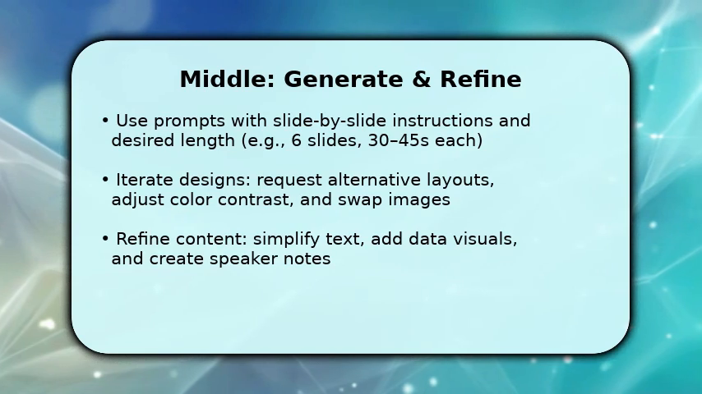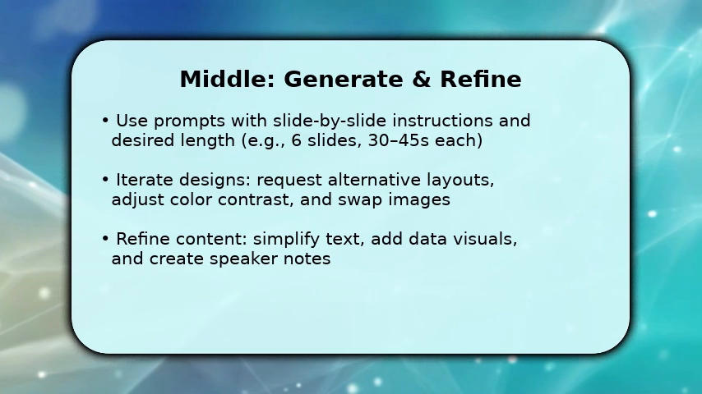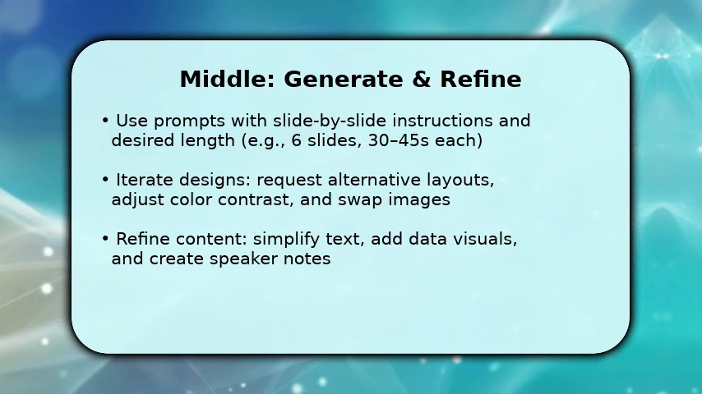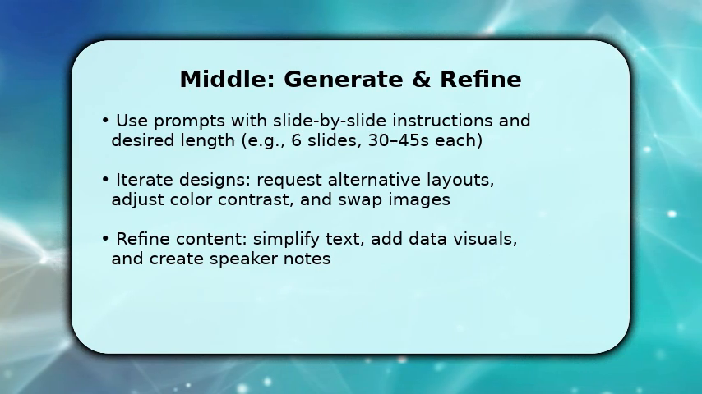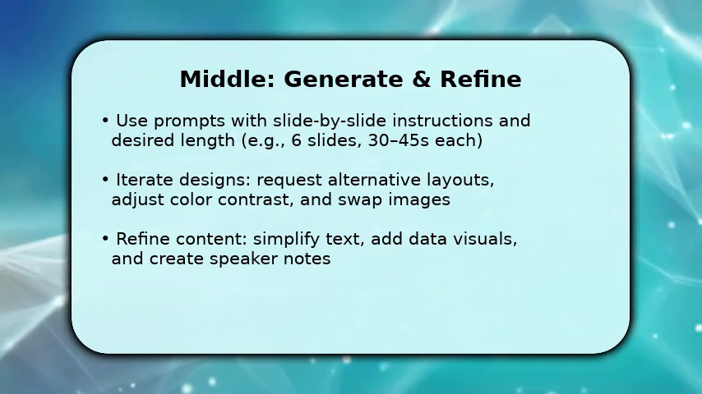Now you generate and refine. Prompt the AI slide by slide, specifying slide count and desired timing, say 6 slides at 30-45 seconds each, so pacing and word count are accurate. Once the draft appears, request alternate layouts and tweak color contrast and image choices to match accessibility needs.